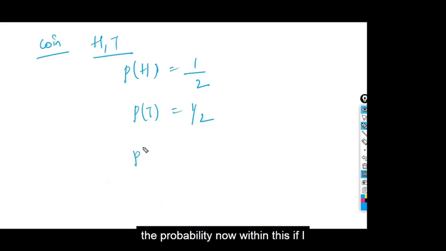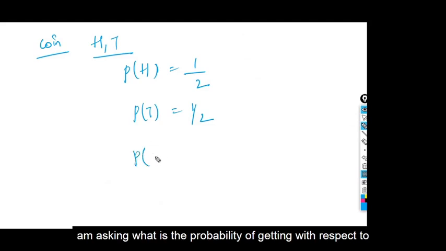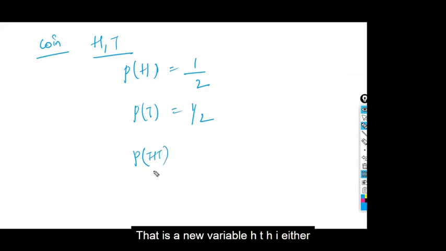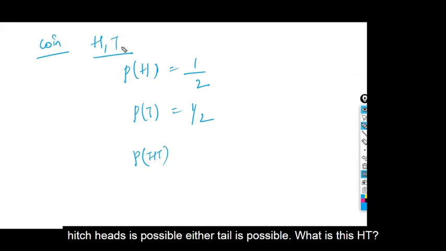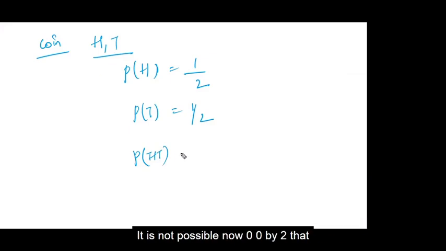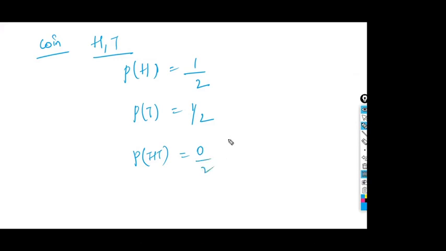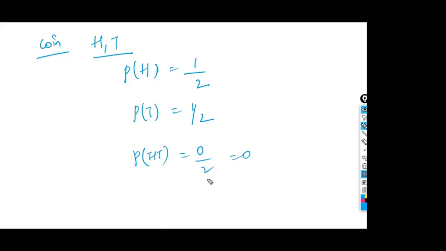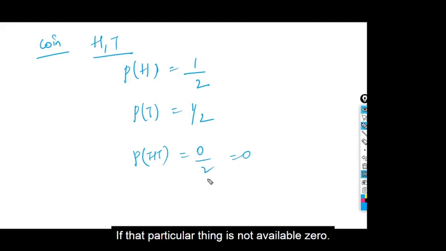Now, if I ask what is the probability of getting HT, that is a new variable. Either heads is possible or tails is possible, but HT is not possible now. It would be 0 by 2, that is not there in the given outcomes. So the probability is 0. If the outcome is there, you get a probability value. If it is not there, it means 0. Simple. If that particular thing is not available, 0.